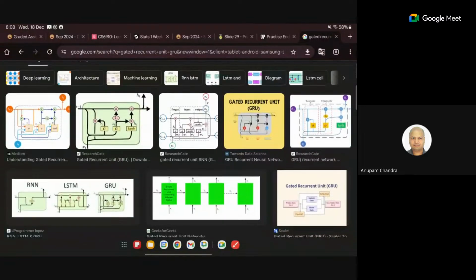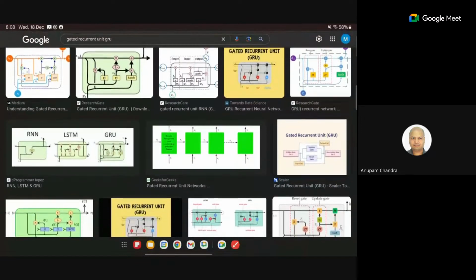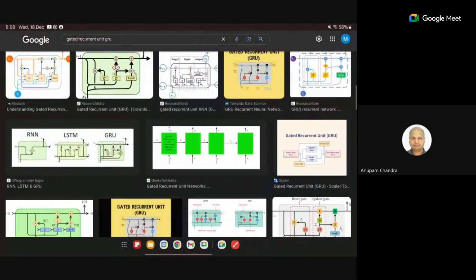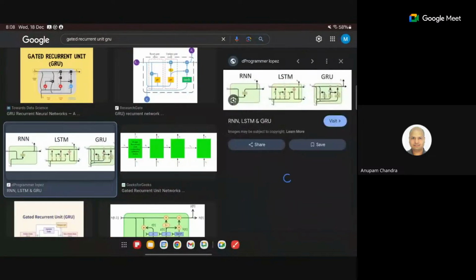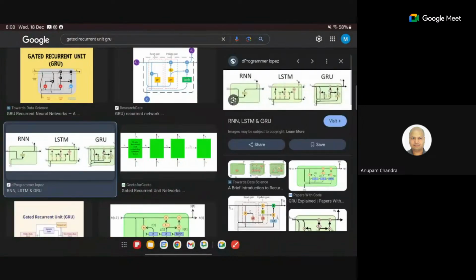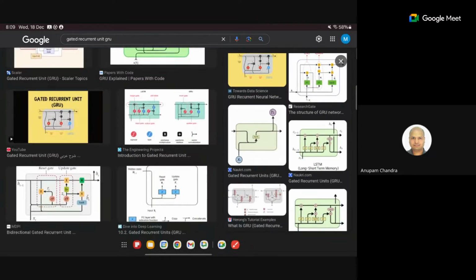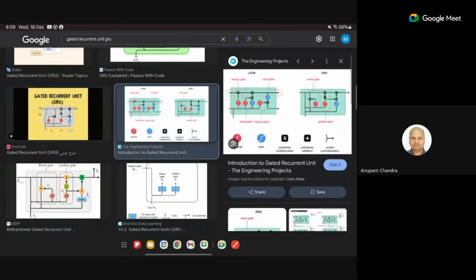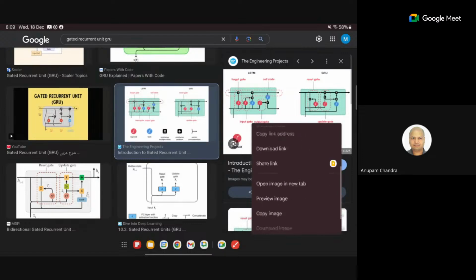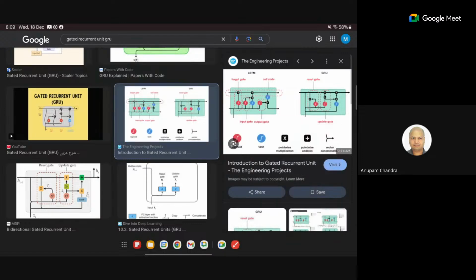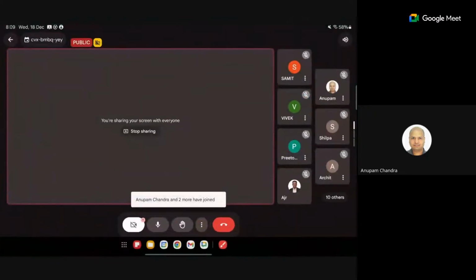So GRU again. I'll just take a hit, NH is there. Okay, this looks better. This is a similar image. That's why.